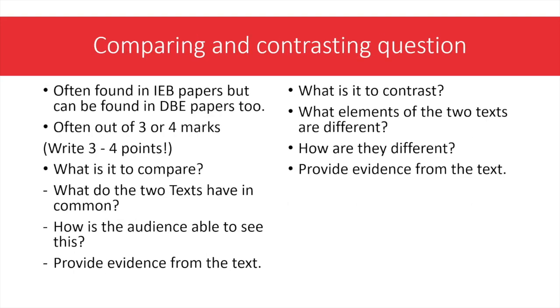Now let's have a look at that very daunting comparing and contrasting question. This is often found in IB papers, but you can find them in DBE papers too. So this is usually out of 3 or 4 marks. That means you need to write 3 or 4 points. You need to ask yourself, what is it to compare? When you're comparing something, you need to find what do the 2 texts have in common? How is the audience able to see this? And then you need to provide evidence from the text.